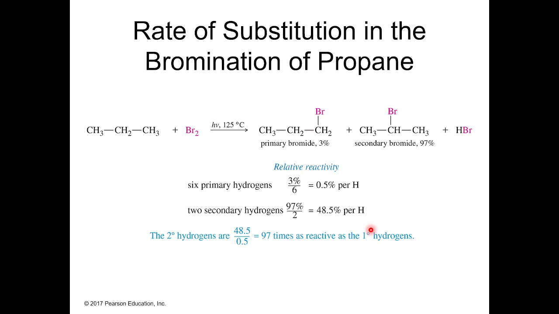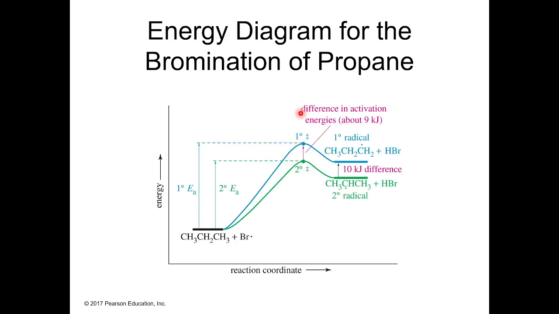Okay, let's look at some of the rate of substitution on the bromination of propane. So again, we have propane reacting with bromine, under the same reaction conditions, and what we see is that the bromine is only going to have 3% yield on the primary position, 97% yield on the secondary position. That boils down to 0.5% per hydrogen on the primary, 48.5% per hydrogen on the secondary position. Okay? So a far different result, right? Much more likely to get the secondary positions. Okay. Now, why is that?